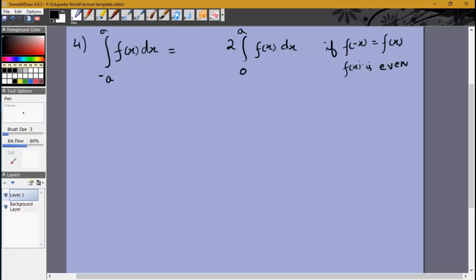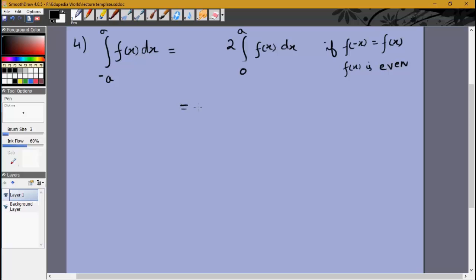An even function is a function which follows this property: f of minus x is equal to f of x. So for example, cos x would be an even function because cos of minus x is equal to cos x. x square would be an even function because if you take minus x, the square of that is the same as the square of x.